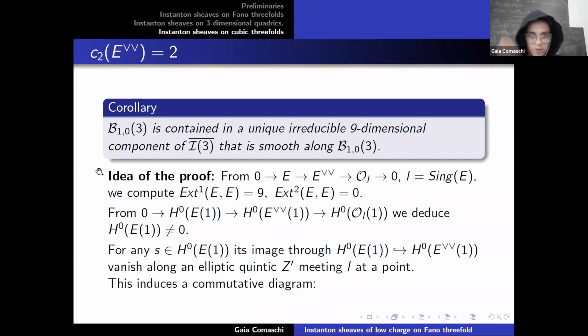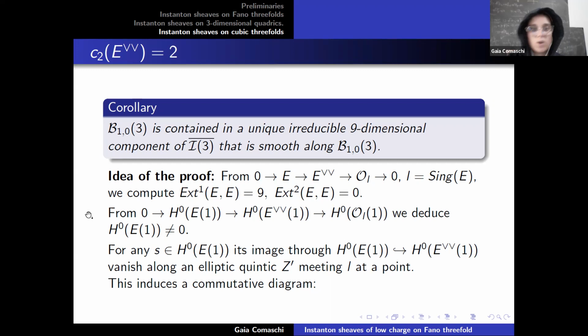So the idea of the proof is the following. The basic step is, as usual, taking the inclusion in the double dual. The cokernel of this inclusion we know to be the structure sheaf of the line that is the singular locus of E. From this short exact sequence, just using the fact that the moduli space of instantons of charge 2 is smooth, we can compute these two dimensions. So we can compute that the local dimension is 9 and that we don't have obstruction.